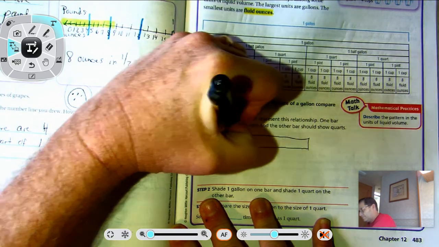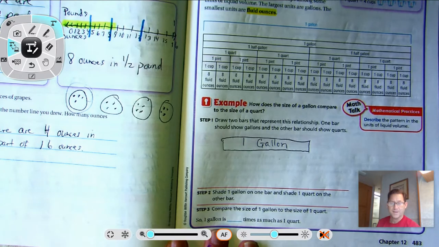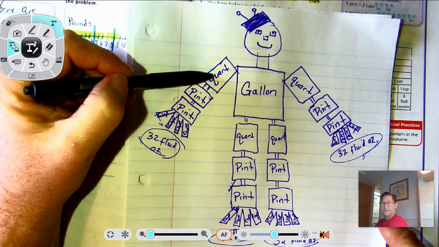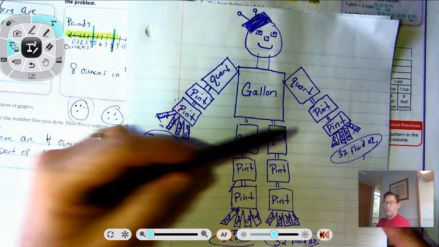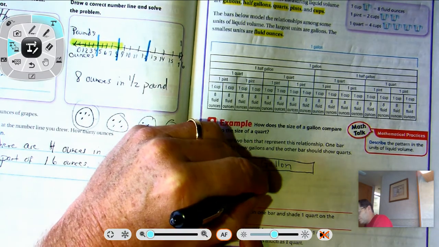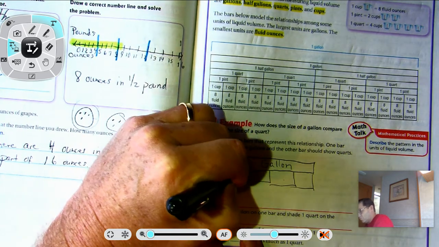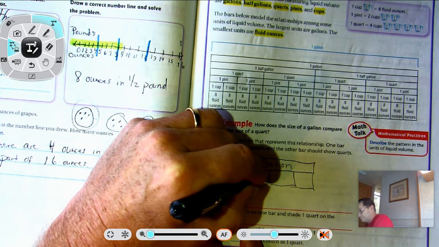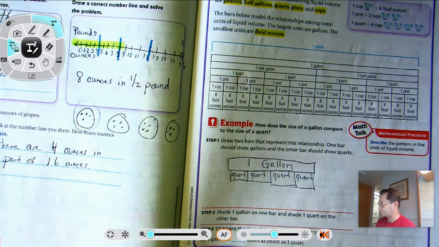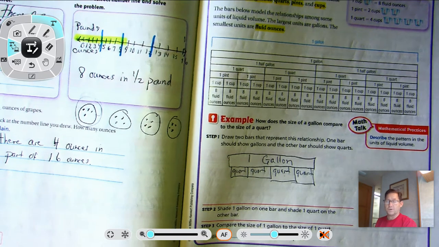1 bar. That'll be 1 gallon. Okay. And then how many quarts are in a gallon? 1, 2, 3, 4. 4 quarts in a gallon. So we need to have 4 smaller bars below, and those are quarts. So 1 bar should show gallons, and the other bar should show quarts.